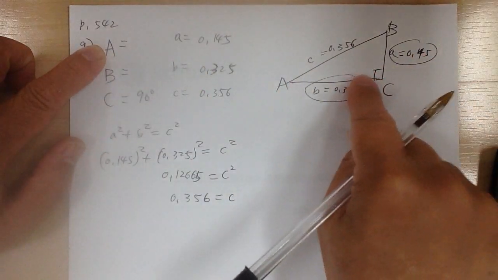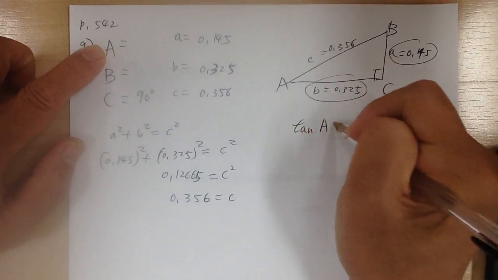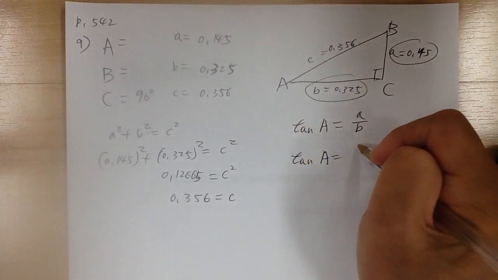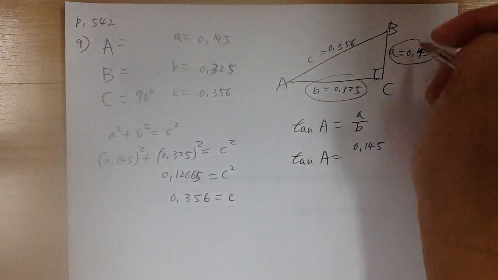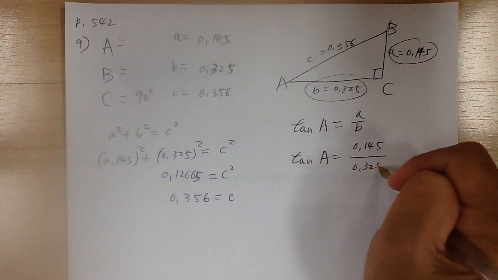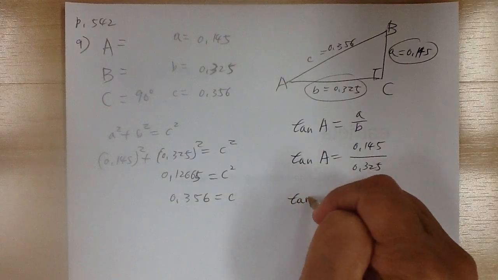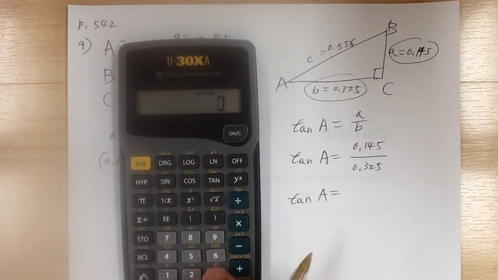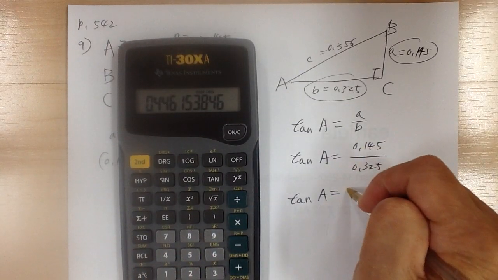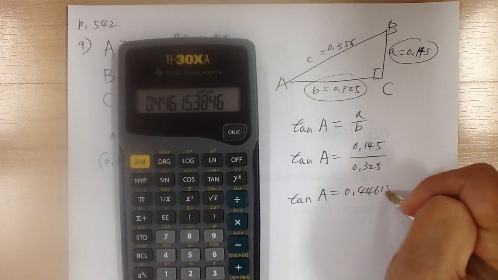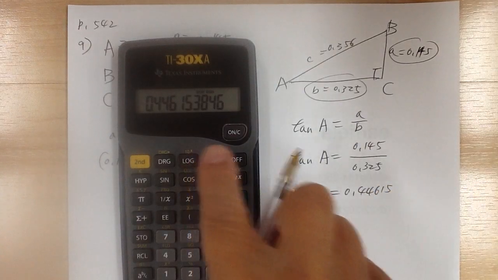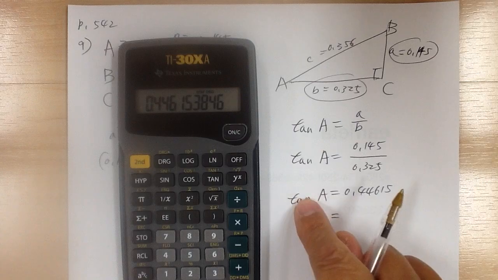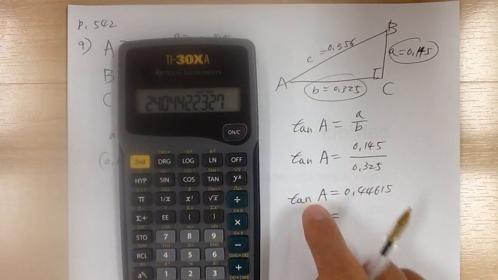Looking for angle A, the relationship between these two would be tangent. So tangent of angle A will equal A over B. So tangent of angle A equal to 0.145 over 0.325. Get your calculator, 0.145 divided by 0.325, push equal, and they give you 0.44615, whatever. Again, do not erase. Just use that number, and since you're looking for angle A, go second tangent, because this is a tangent function.